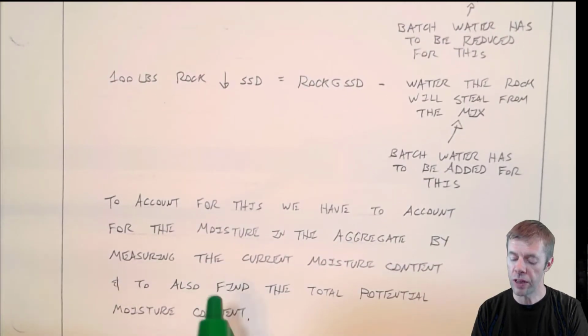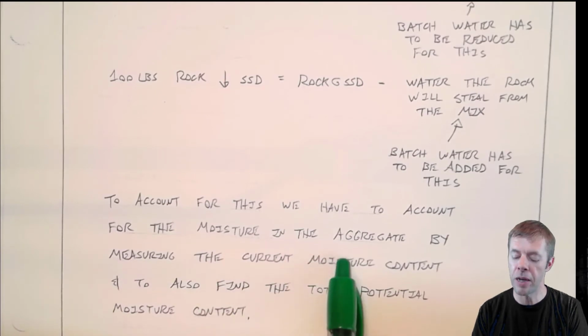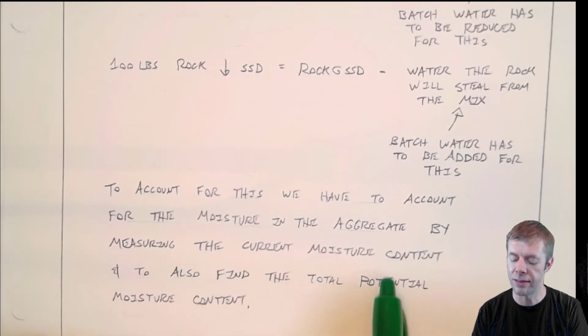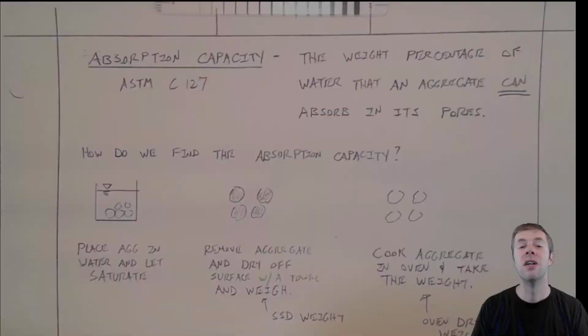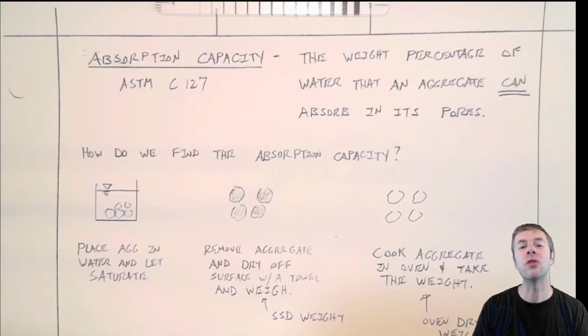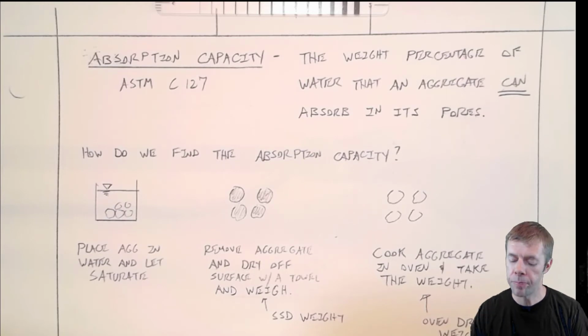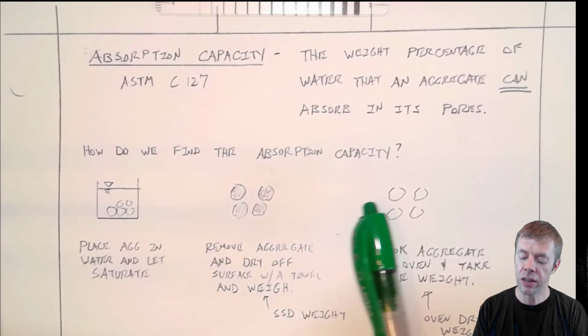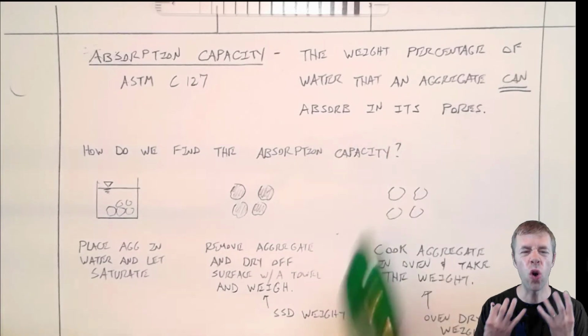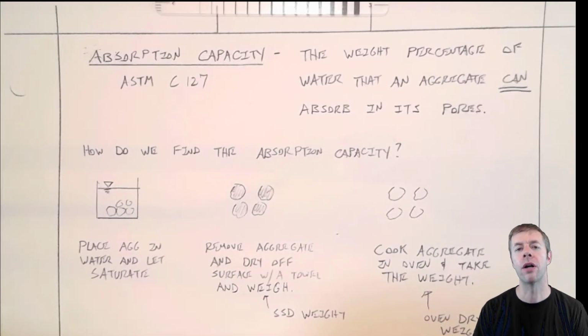So to account for this, we have to look at the moisture content in the aggregate by measuring the current moisture content, and also to find the total potential moisture content, the total amount of water the aggregate could absorb versus where it's at right now. To do all this, we calculate two terms. The first term is called the absorption capacity, and it's described by ASTM C127. This is the weight percentage of water that an aggregate can absorb in its pores. This is like the total potential amount of water that can infiltrate inside the pores of the aggregate.